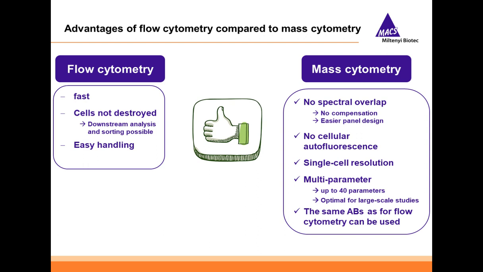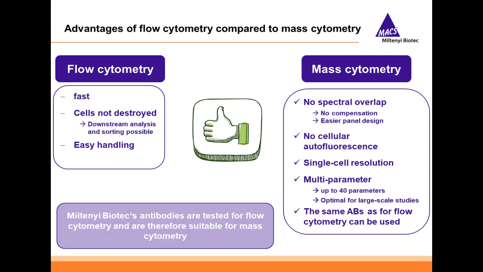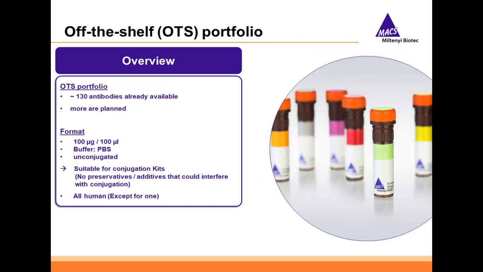Another point is that you don't have cellular autofluorescence because heavy metals do not occur in living cells. The results are on a single-cell level and at the same time allow for multi-parameter analysis because up to 40 parameters can be measured in one run. And basically, the same antibodies as for flow can be used. And because most of the antibodies available from Miltenyi Biotech were developed especially for flow cytometry, our antibodies are also suitable for mass cytometry experiments.